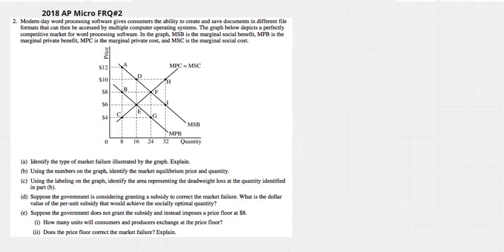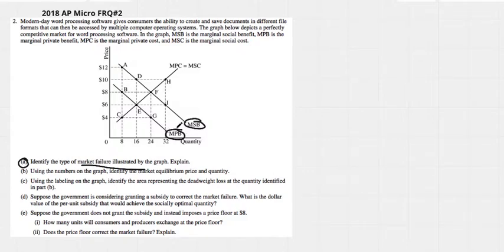AP Micro FRQ number 2. I haven't seen this one in a while, so let's see if we can figure it out. Obviously set up like an externality. Identify the type of market failure. Well, it's a consumption externality. Your social benefit is greater than your private benefit.